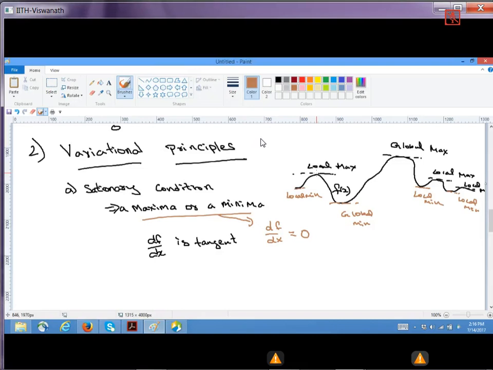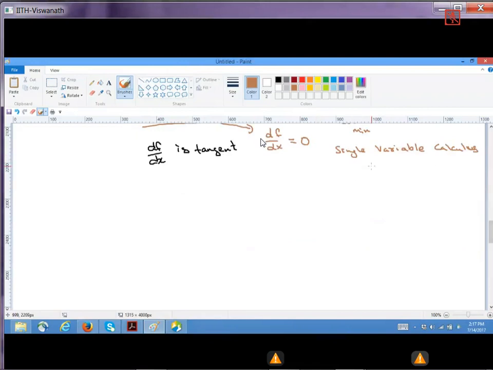But one has to understand that what we have learned so far is single variable calculus. Even if it is multivariable, there is no difference. You will have multiple directions, a surface instead of a curve. This is different from variational calculus. In normal calculus, dx is the increment, and what is the increment in df, right? These are called increments.